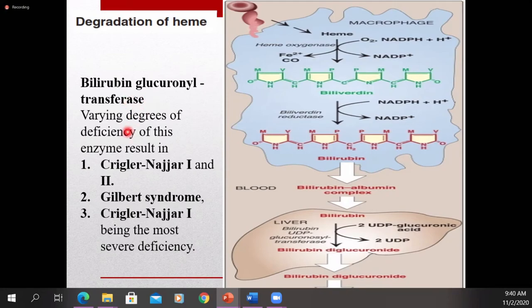اوكي. and if we have certain types or certain levels of conjugation or breakdown of the hemoglobin, we will have different conditions. راح تمر معكم بالمستقبل، انا مش مهتم في تفاصيلها الان. كريجلر نجار سيندروم 1، جيلبرت سيندروم، كريجلر نجار اللي هو the most severe deficiency of the enzyme. هذول كل الكونديشن مرتبطين بالانزيم deficiency.